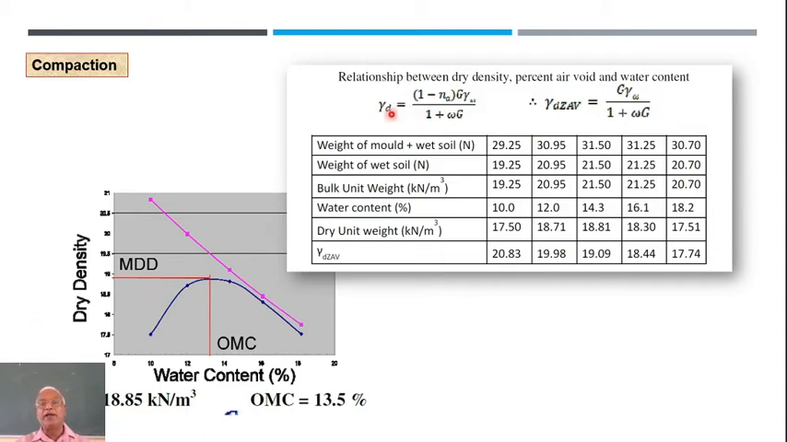To calculate gamma d, 1 minus Na g gamma w divided by 1 plus Wg, right? So if the percentage of air voids is 0, then the equation becomes like this. Percentage of air voids is 0, that's why 0 air void line. So this has been used to calculate the last row values, and to calculate gamma d in a usual manner, gamma d is equal to gamma b divided by 1 plus w. That kind of equation is used to calculate the last but one row.